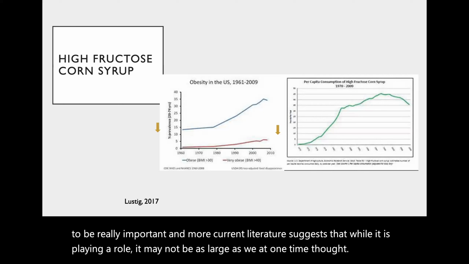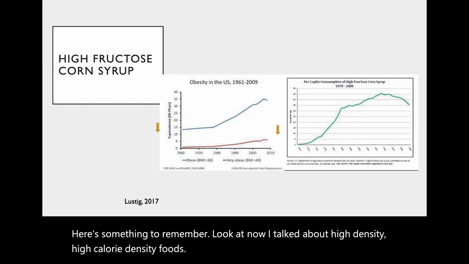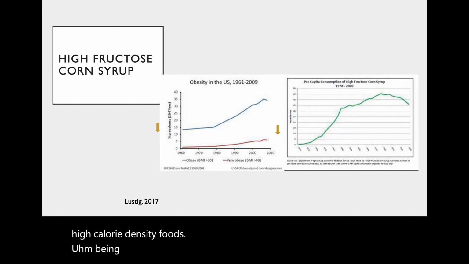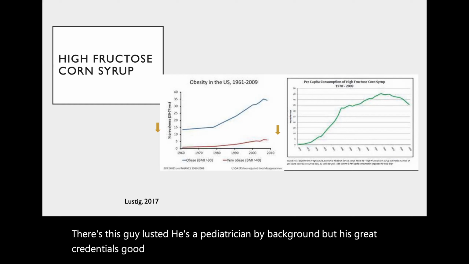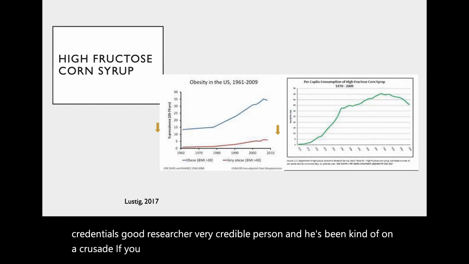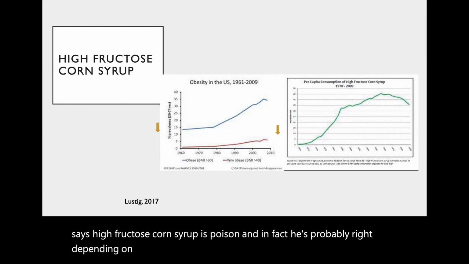Here's something to look at. Now, I talked about high calorie density foods being chosen more often and contributing to obesity. There's this guy Lustig. He's a pediatrician by background, but has great credentials, good researcher, very credible person. And he's been kind of on a crusade, if you will, to get rid of high fructose corn syrup in the US diet. He says high fructose corn syrup is poison. And in fact, he's probably right, depending on your definition of a poison.